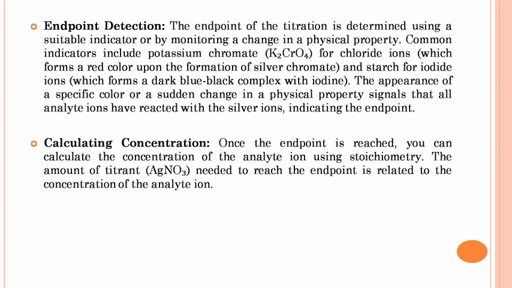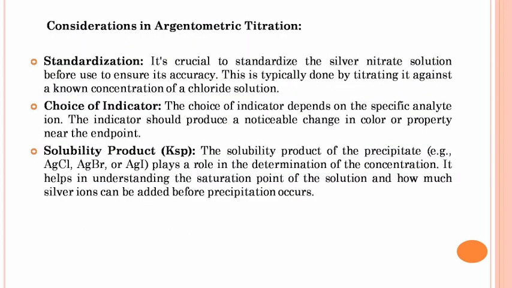Fifth, calculating concentration. Once the endpoint is reached, you can calculate the concentration of the analyte ion using stoichiometry. The amount of titrant, AgNO3, needed to reach the endpoint is related to the concentration of the analyte ion. Considerations in argentometric titration. First, standardization. It's crucial to standardize the silver nitrate solution before use to ensure its accuracy. This is typically done by titrating it against a known concentration of a chloride solution.